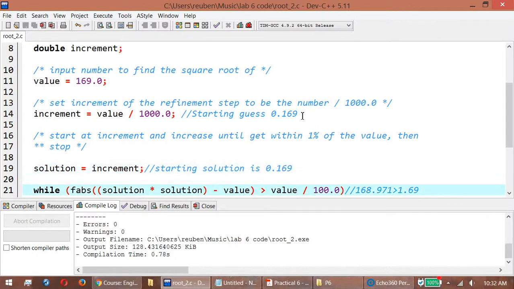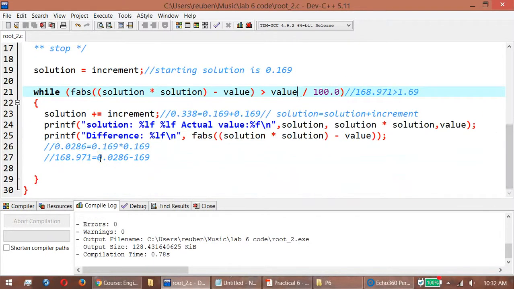So how do we use this starting guess? Okay, so first thing we do is, let's say we know that 0.169 is the possible square root, right? We need to square it. Okay, you can see it being squared. If you square 0.169, you get 0.0286.